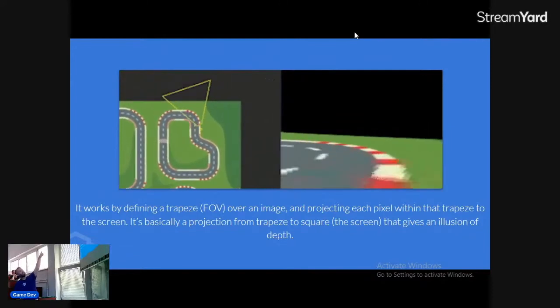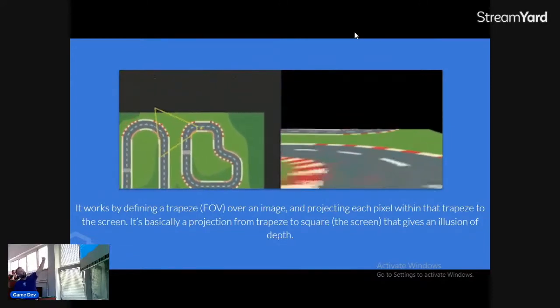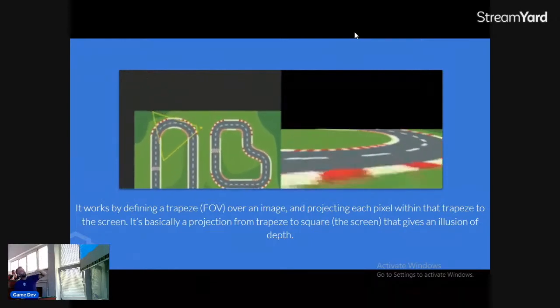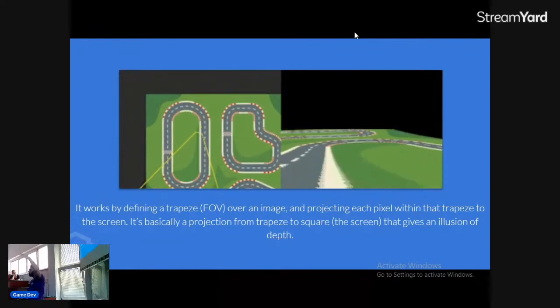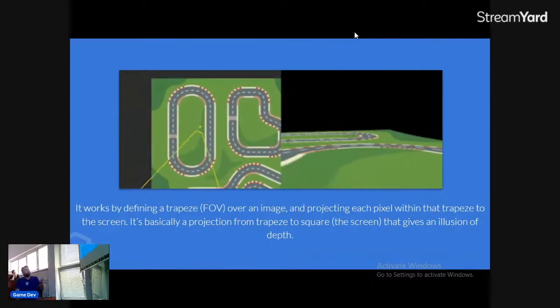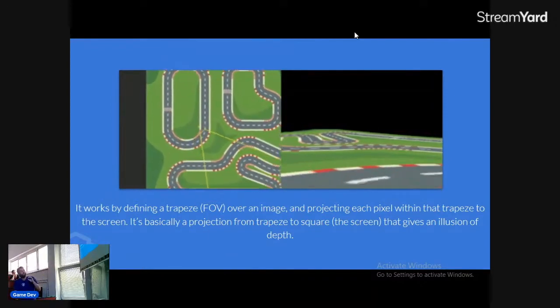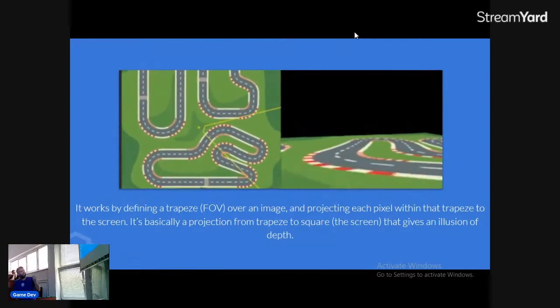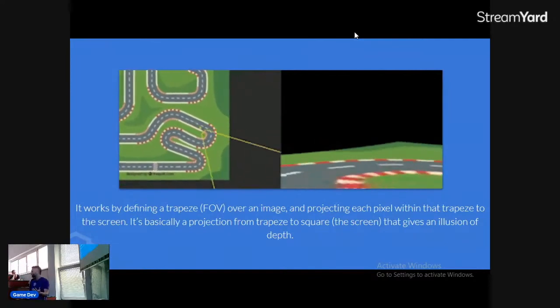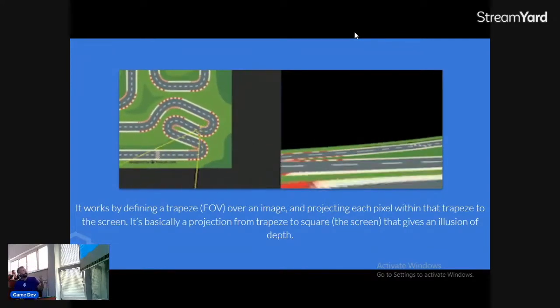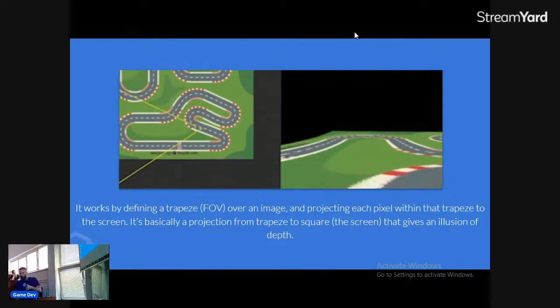So he cannot see anywhere further past the outer line, and you can see on the right it shows exactly what he's seeing here, and I'm going to increase the distance that he's seeing, and suddenly the horizon reveals itself. Now, what is actually going on here? The thing is, this is extremely simple. What we have here is a projection from a trapeze to a square. You've got this little man on the image, and the trapeze that we've defined defines his field of view.